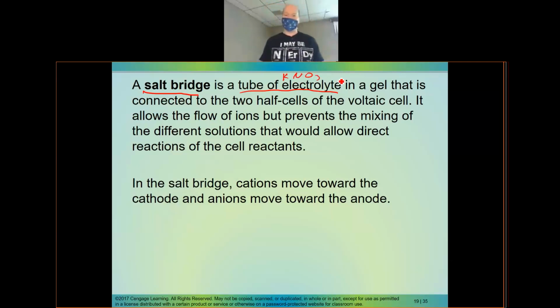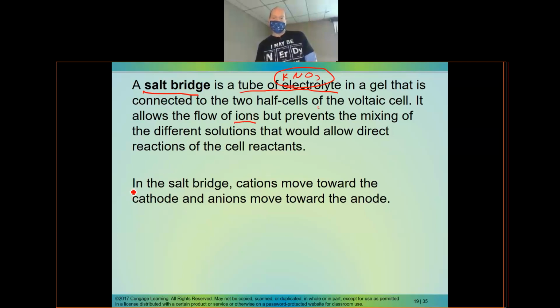KNO3 is a very common one, but it has to be some salt that is in a gel that is connected between the two half cells of a voltaic cell. It allows the flow of ions, but prevents the mixing of the different solutions. And so you're not mixing your copper +2 and your zinc +2, but it will allow flow of these ions. The K plus goes to one side, the NO3 minus goes to the other side to make sure that you have a neutral solution so that you're not building up a high electric charge.